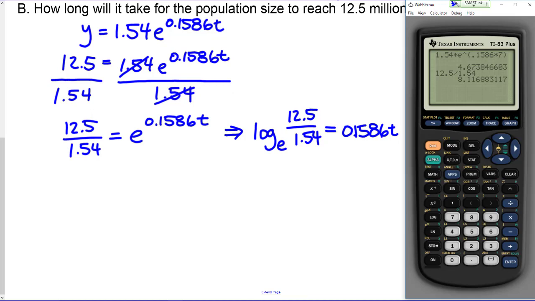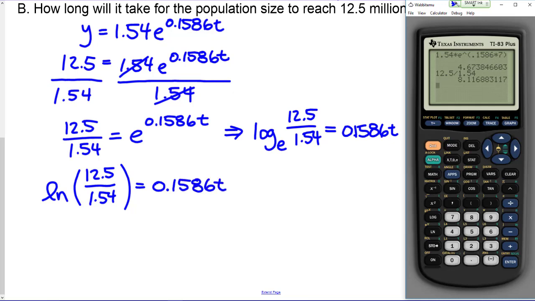Now, when I call it an ancillary step, when I'm changing something into a log base e, it makes a whole lot more sense just to go ahead and change that into a natural log. So the next step is going to look like natural log of 12.5 over 1.54 equals 0.1586t, which appears like I'm trying to take the natural log of both sides, and I kind of am, but when you do the natural log of e to the 0.1586t, it just reduces down to the exponent anyway.